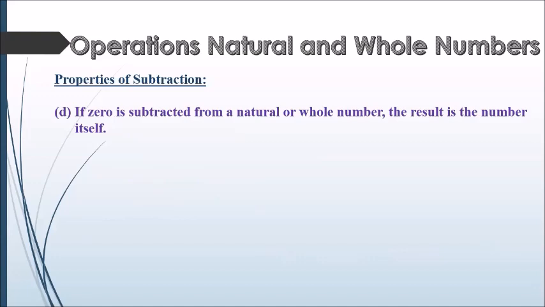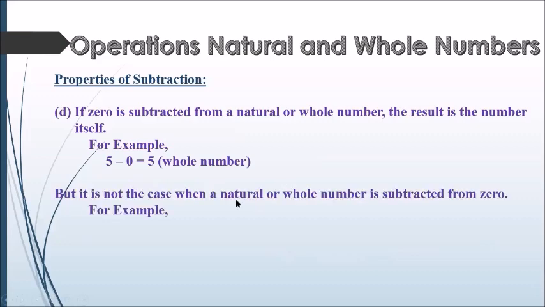The last property of subtraction is fairly easy. If 0 is subtracted from any number, the answer will remain the same. So when I deduct 0 from 5, for example, 5 minus 0, the answer is 5. If you subtract 0 from any natural or whole number, the answer will remain the same.